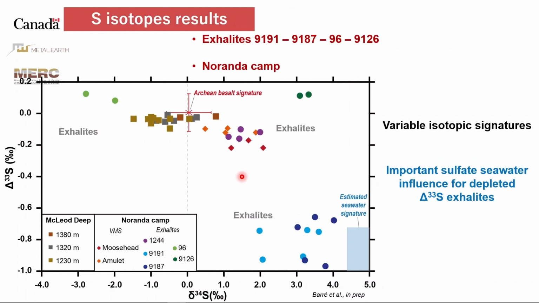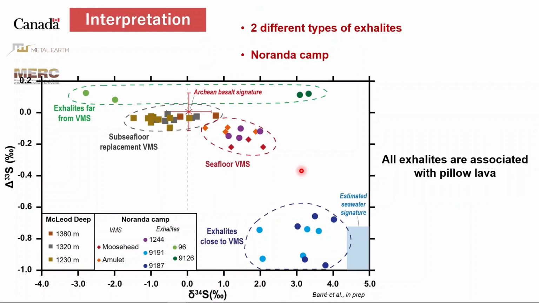So the last results are on the exhalites. On the exhalites, there are two groups, I would say. There are some exhalites that are enriched in the capital Δ33S, and some exhalites that are depleted in the capital Δ33S. So basically, there are different types of exhalite. There is exhalite far from a VMS deposit and exhalite close to a VMS deposit.